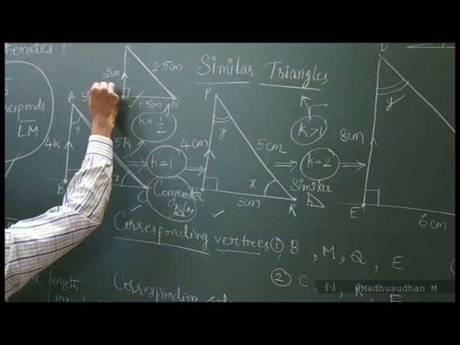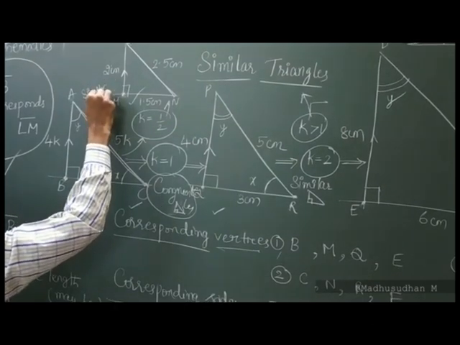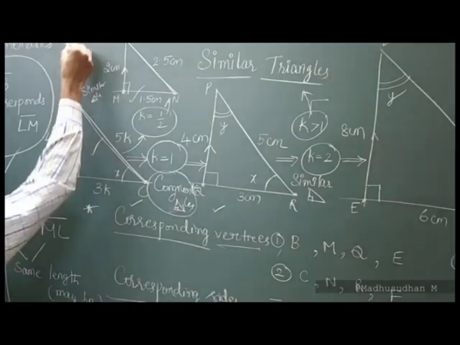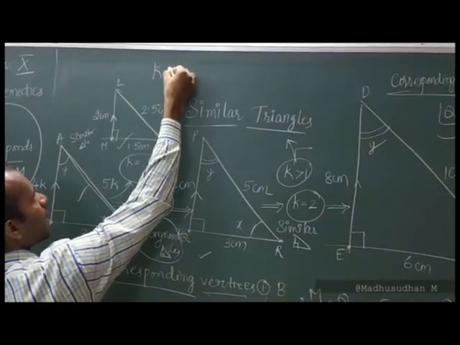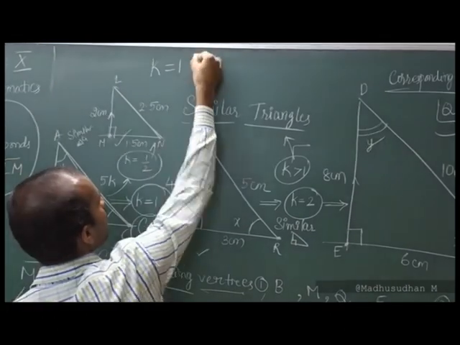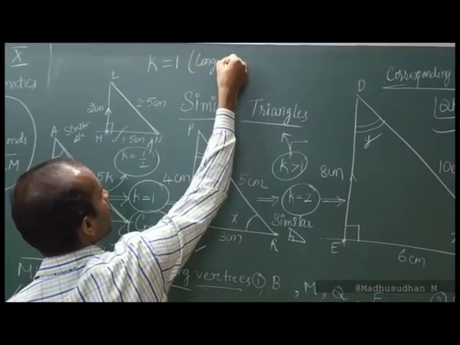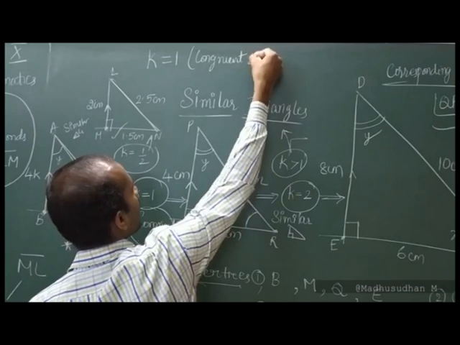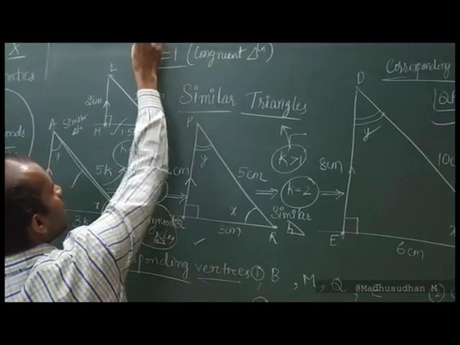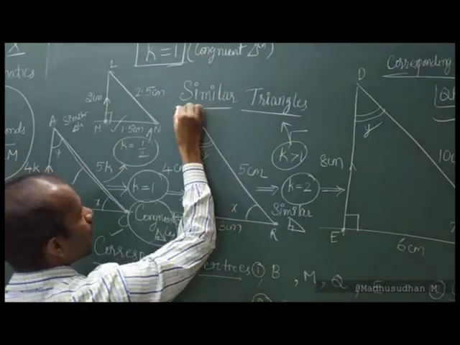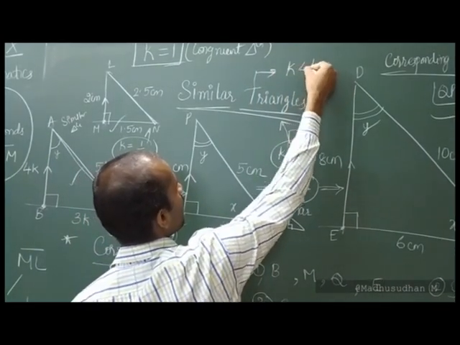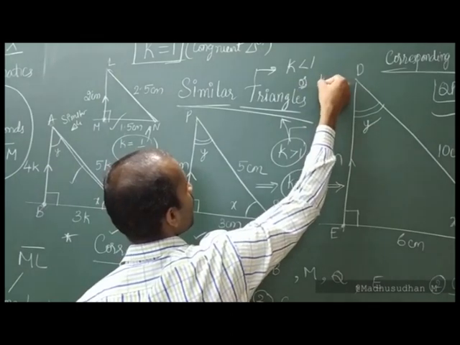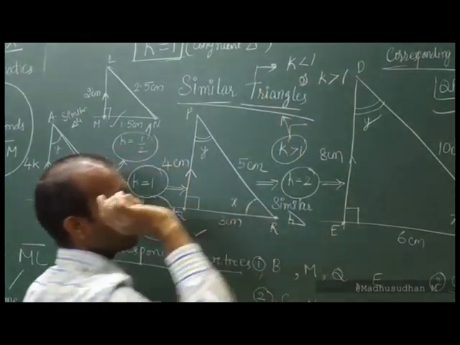Similar triangles. So what is the meaning of this? When K is exactly equal to 1, they are congruent triangles. Followed it, only when K is equal to 1. For similar triangles, K is lesser than 1 or K is greater than 1. Followed each other.